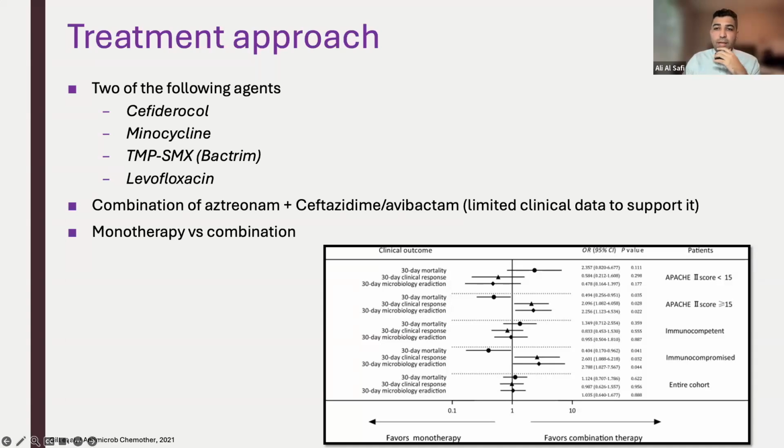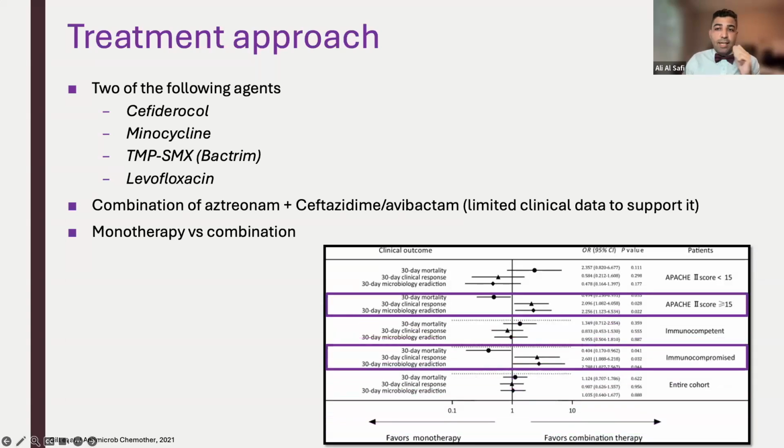in combination therapy compared to monotherapy, but it was associated with reduced mortality in immunocompromised patients and in severely ill patients with a PACHI score of 15 and greater. A PACHI score is a score that we use to assess the severity of the condition or the severity of infection. So that tells us in summary that we should try to do combination therapy to start with in severe infection, severe pneumonia, or an immunocompromised patient, but monotherapy might work in mild infections or mild to moderate.